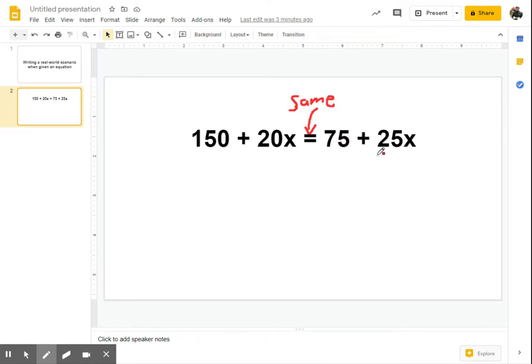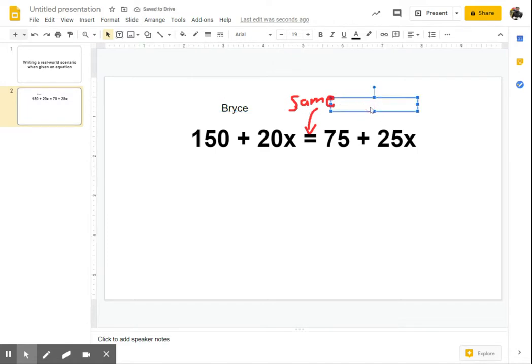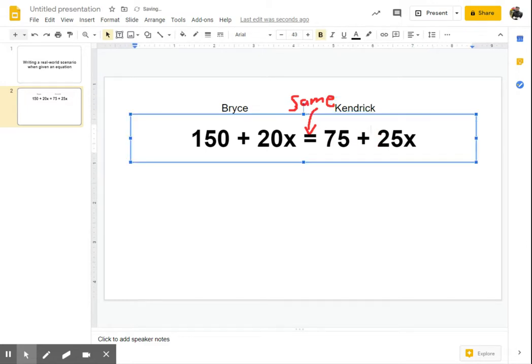Okay, so the first thing we want to do is pick two things that we're going to compare. And because we're going to write this from scratch, we can choose anything. So I'm going to compare a couple friends of mine. I'm going to compare Bryce to Kendrick. I'm going to compare two people. So here's all Bryce's information on the left. Here's all Kendrick's information on the right. We're going to need to remember that when we write our equation.